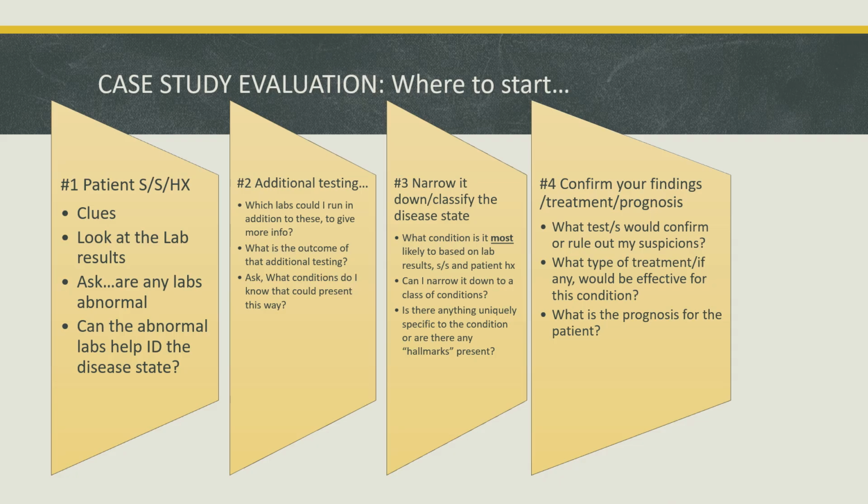Are there cytogenetic markers or tests that are specific? Are there morphology hallmark cells that are consistent with a finding? So take all of those things into consideration when narrowing it down so that you can classify it. Now, you've gone all the way through classifying it to a specific class of disease state, and you're like, okay, this is my suspicion based on A, B, and C, or in this case, 1, 2, and 3. Let's confirm our findings, and then we can determine the treatment and the prognosis.